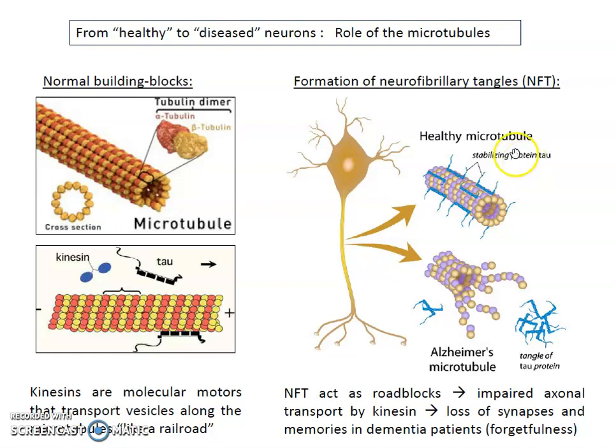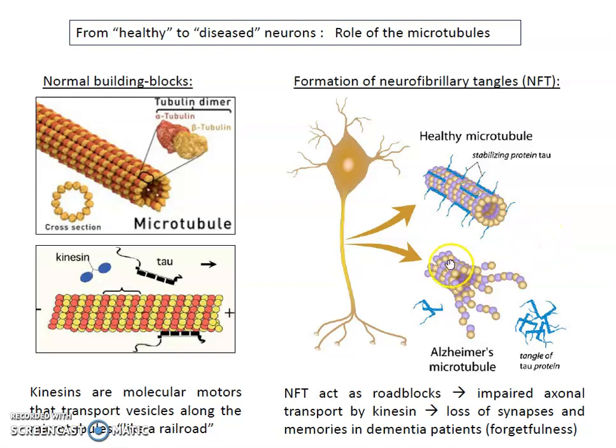As I already said, the tau protein plays an important role in the maintenance of the structure of the microtubule. Now, what happens in Alzheimer's disease? In Alzheimer's disease, the tau protein is not stabilized. We will see in detail the mechanism by which the tau protein is destabilized in the chapter on Alzheimer's disease. Here it's a general introduction.